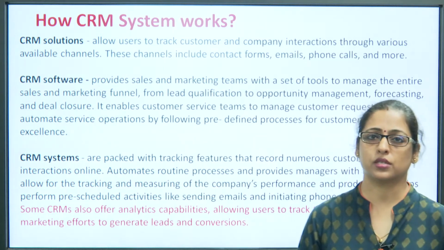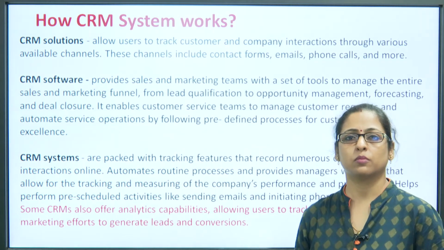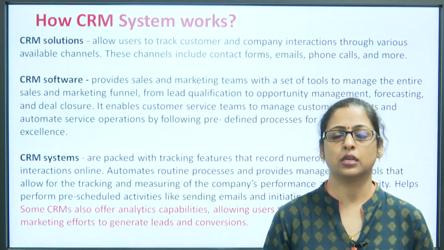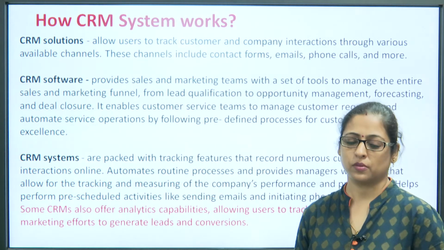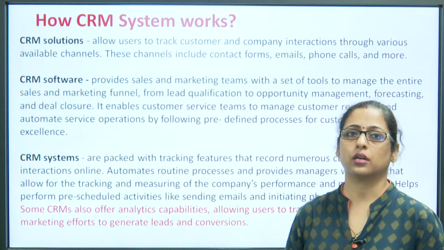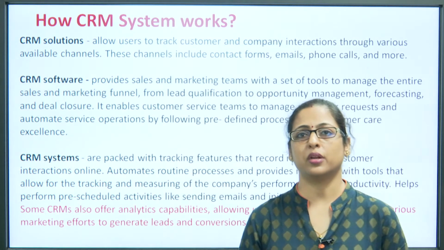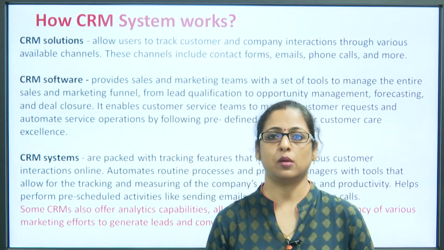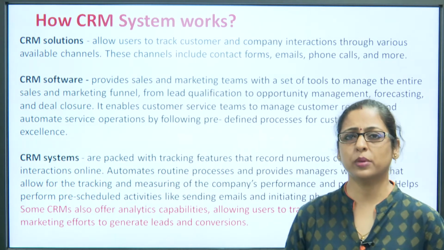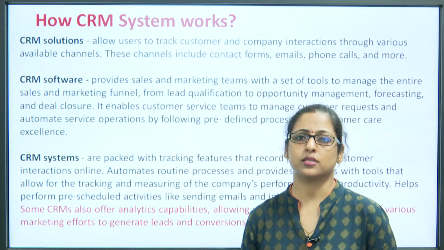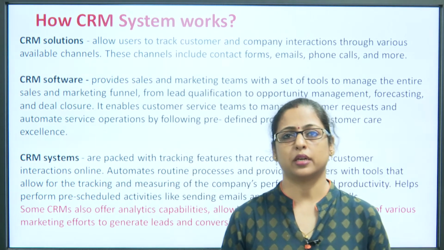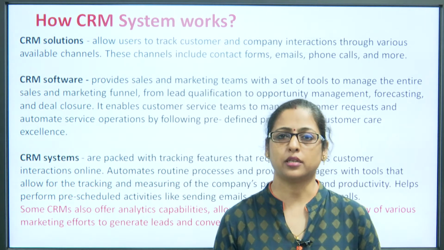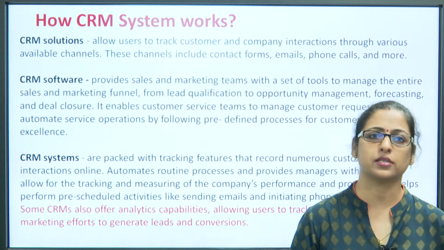So, how does a CRM system work, let us understand this. A CRM system is basically composed of three elements, that is CRM solutions, CRM software and CRM systems. CRM solutions allow the user to track customer and company interaction through various available channels, and these channels include contact forms, emails, phone calls and more. Basically this solution tries to understand how people will be communicating and contacting each other, and provides a forum to connect with all the people, that means the customers as well as the suppliers.